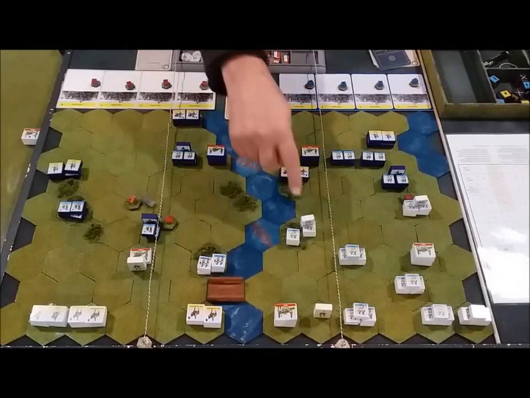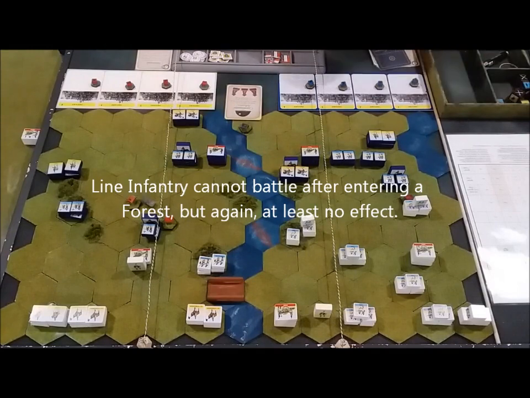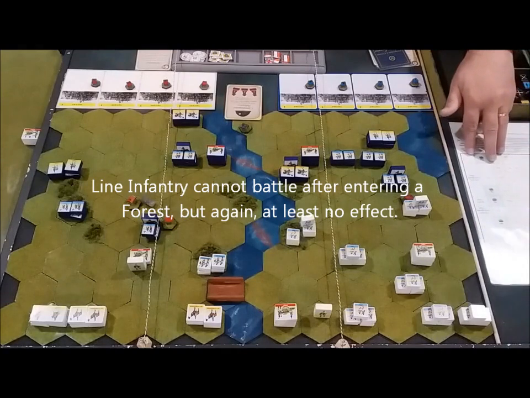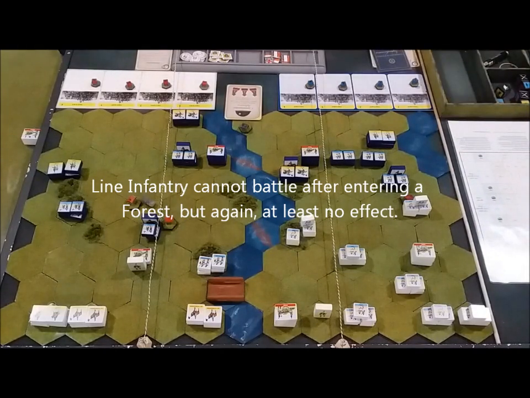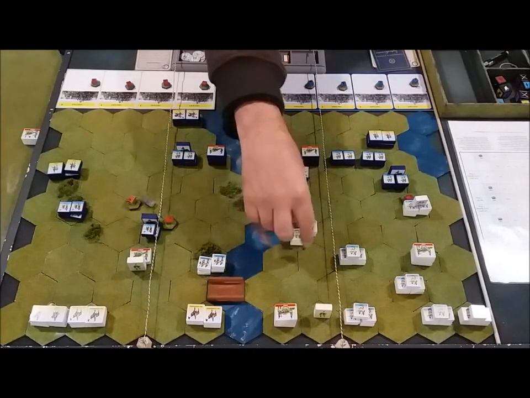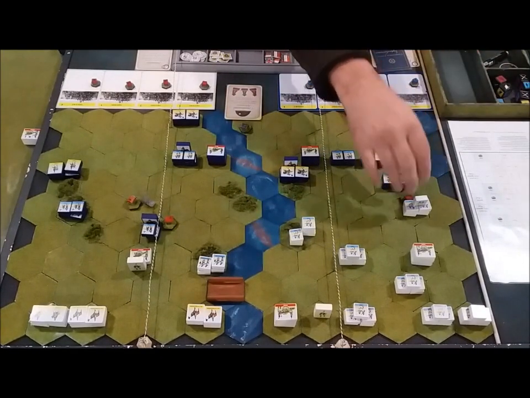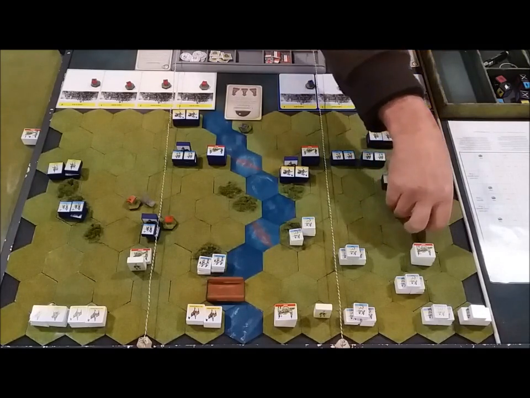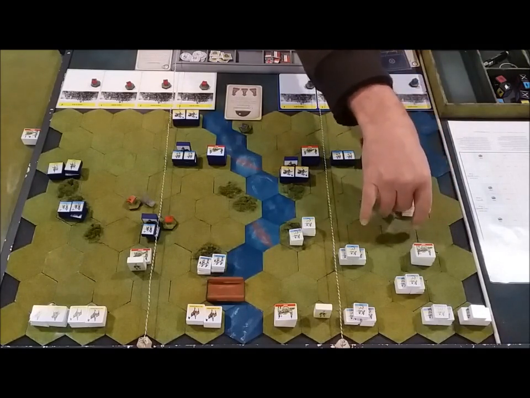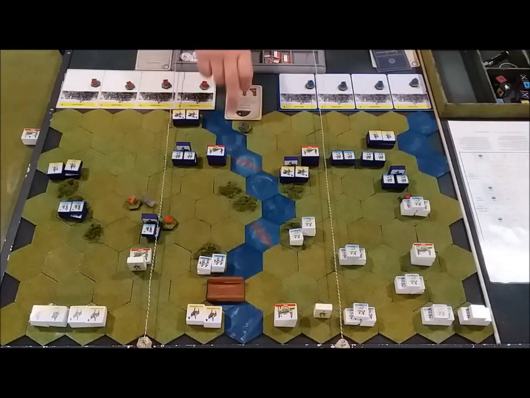Next one, we'll have this line unit firing at the heavy cav. They've moved, so their half rounded down is 2. Firing into a forest is minus 1, so they get 1 at the heavy cav, and they miss. But they're now positioned, ready to go. And then we have this line unit, which cannot do anything because they've just moved into the town. Righto, so that's that.